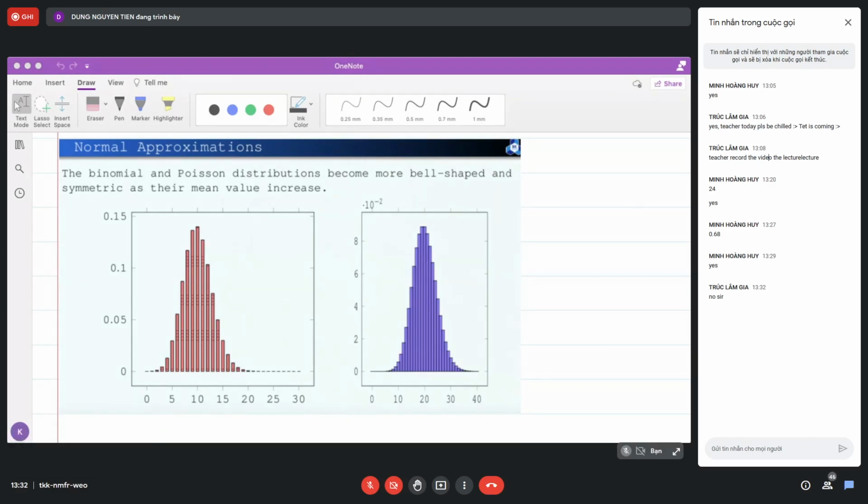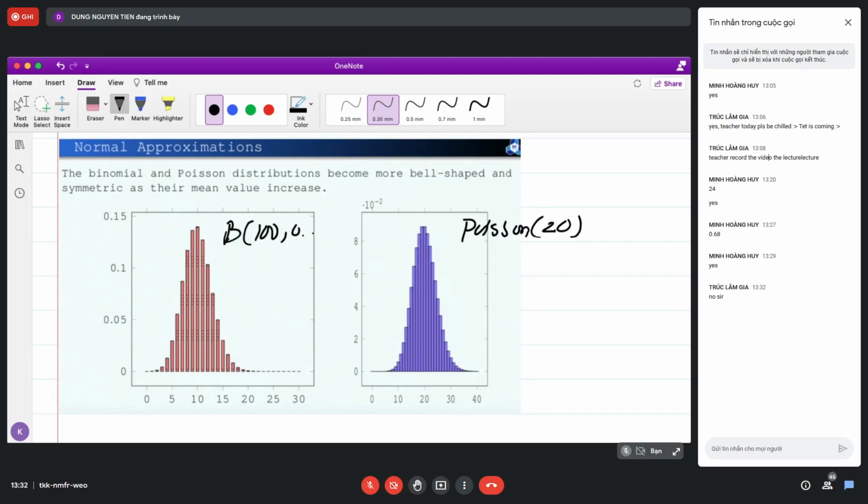Now on the slide, you can recognize the two distributions, right? The first one is a binomial distribution, and the second one is a Poisson distribution. For the second one, I think it is about 20. For the first one, I think it is a binomial distribution, 100, 0.4 or something. I don't really remember the number. But you have two different distributions.